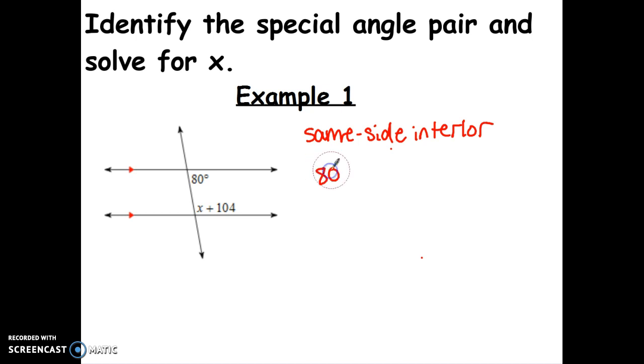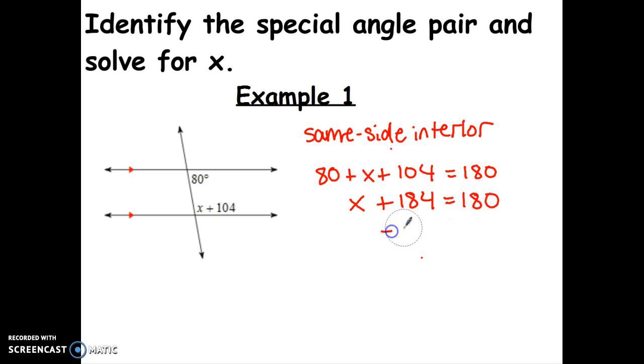So 80 plus x plus 104 equals 180. All right, so let's go ahead and combine like terms. That would be x plus 184 equals 180. Subtract 184 on both sides. So x equals -4.